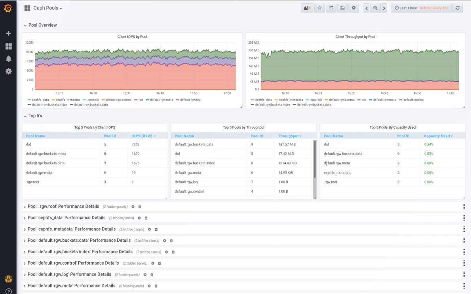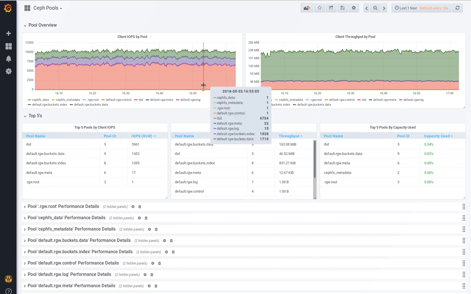Beneath that, we've got top 5s. You could have many pools within your environment, so what we're focusing on here is just the top 5s to keep an eye on, based on how busy they are from an IOPS, a throughput, or a capacity perspective. So that's a quick glance.